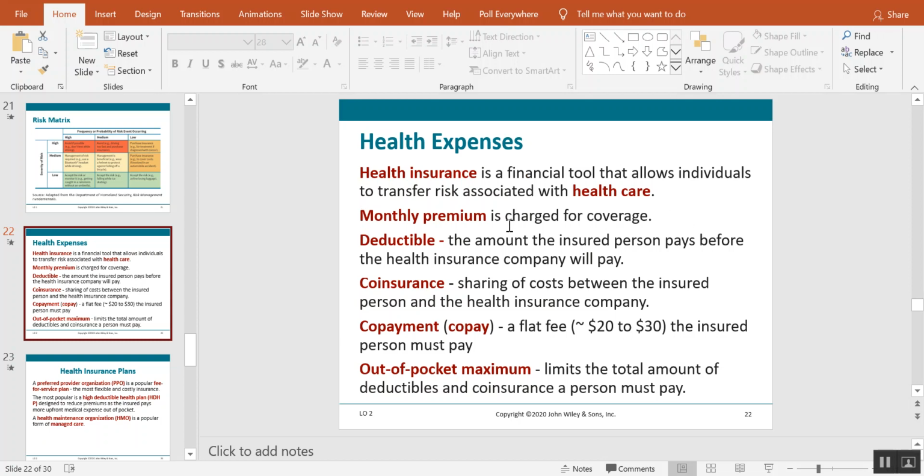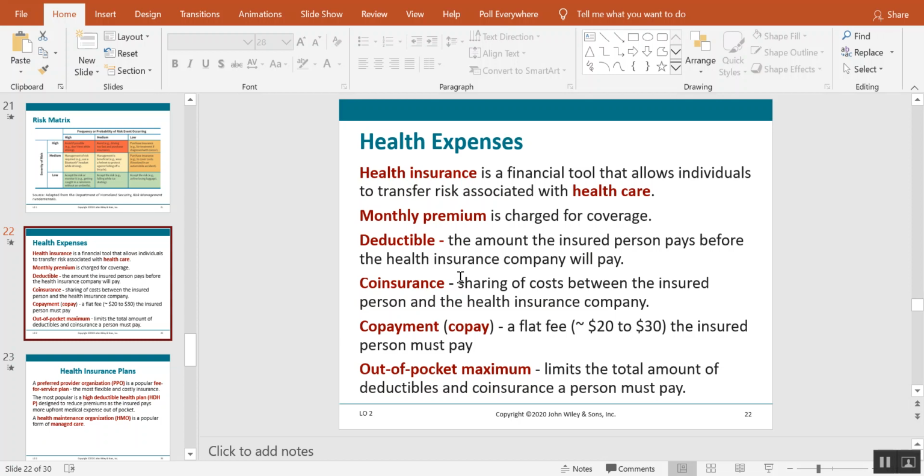A monthly premium is what you pay every month, like a payment for the insurance. A deductible is what you would have to pay if you went into the hospital and you would have to meet a minimum level of expense on your own in order to cover that deductible.